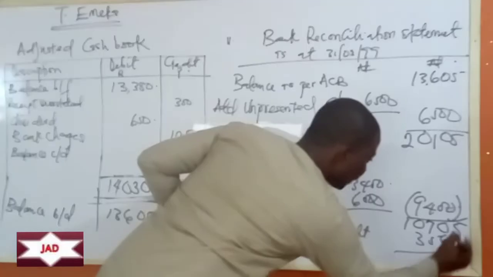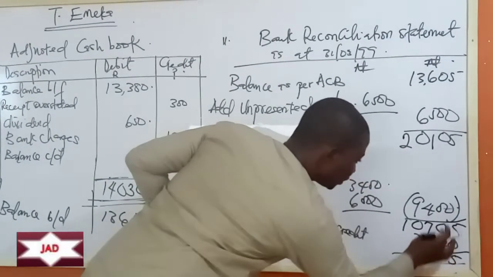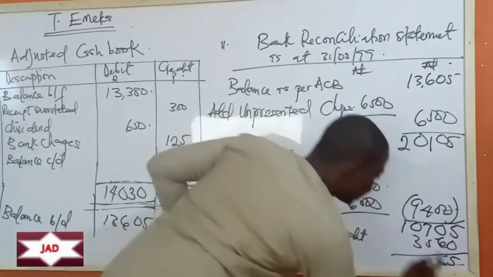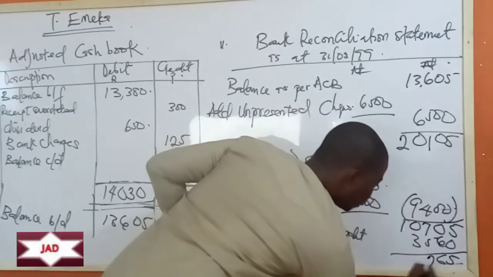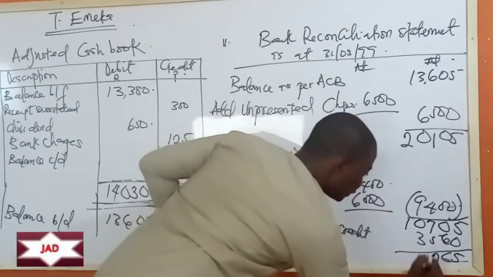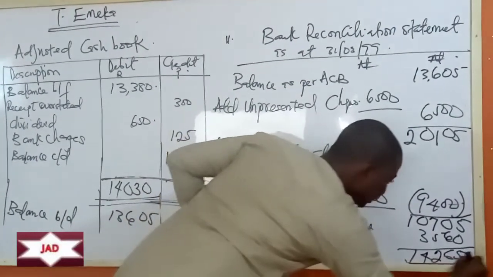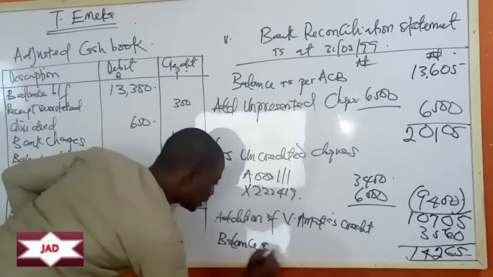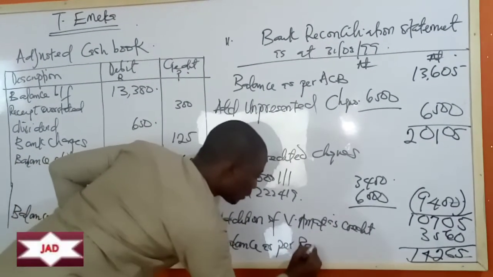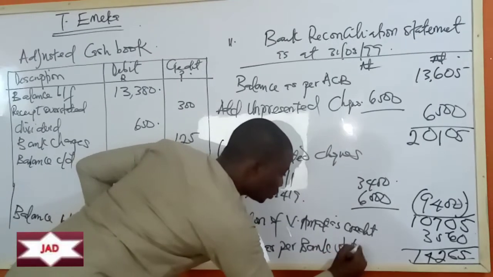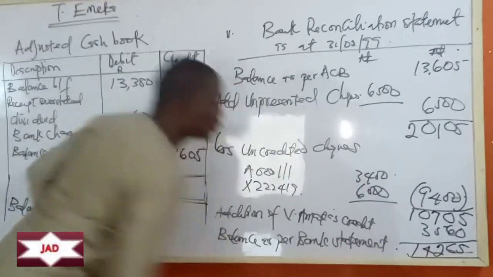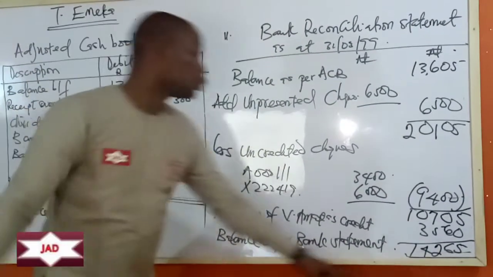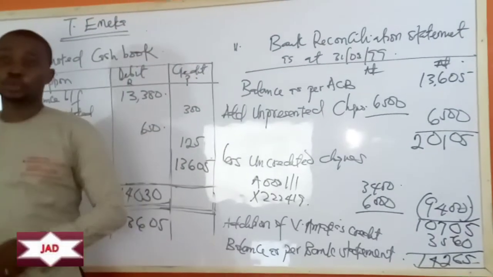So let's add. 5 plus 0 is what? 5. 0 plus 6, 6. 7 plus 5 is 12, right? And 2. Carry 1. 1 plus 3 here is 4. So we have 1. So this is what we call the balance as per bank statement. So basically, under the analytical condition, this will help you to know that you have arrived at the right answer.